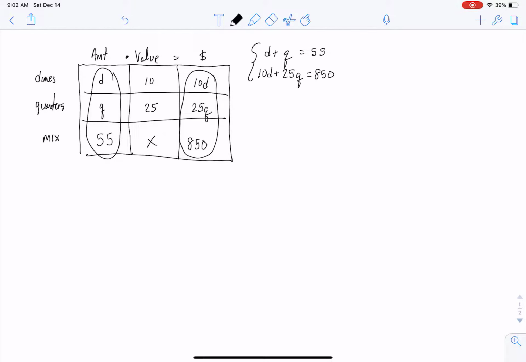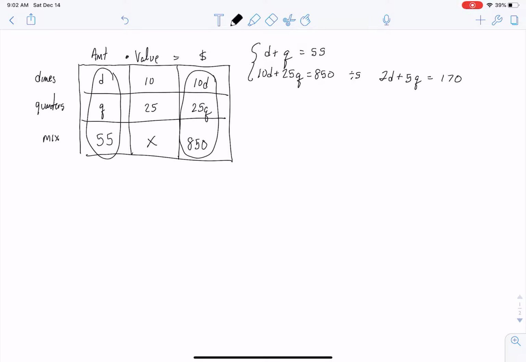And it's always advisable to simplify our equation. So I'm going to divide both sides of this bottom equation by 5. So what do I get? I get, because there's a common divisor there. So 10 divided by 5 is 2D. 25 divided by 5 is 5Q. And 850 divided by 5, that's 170, right? 170.